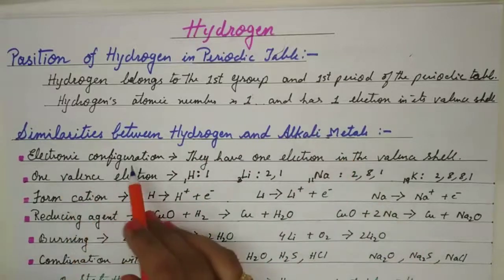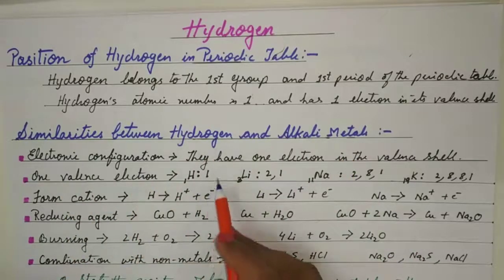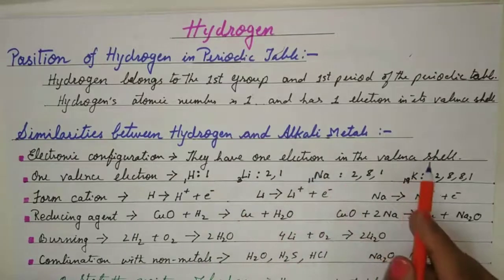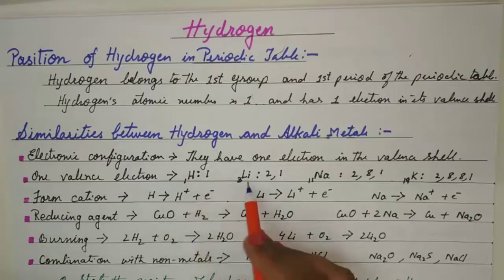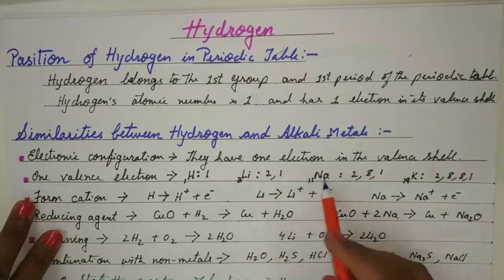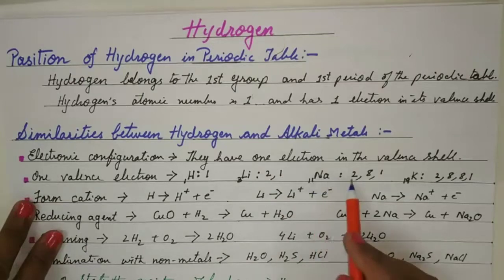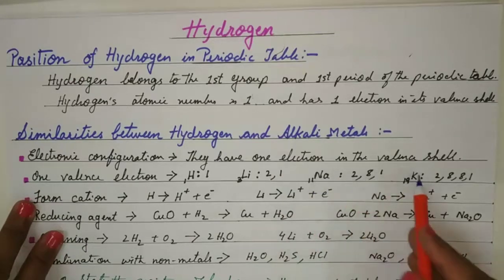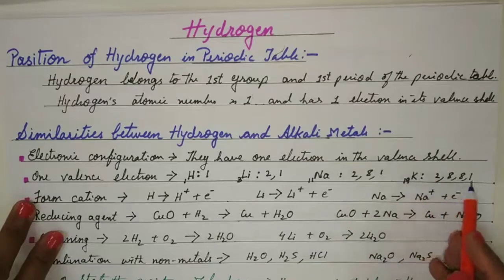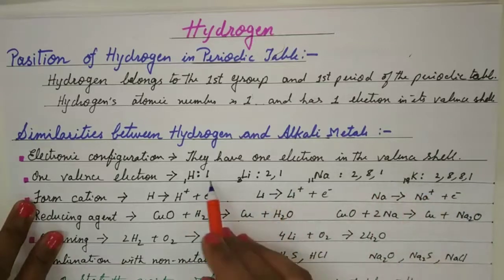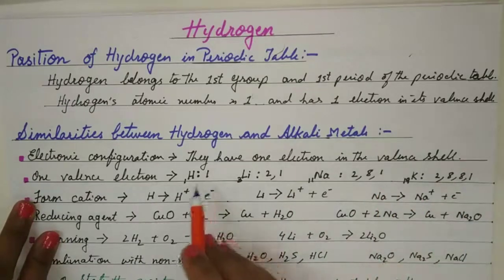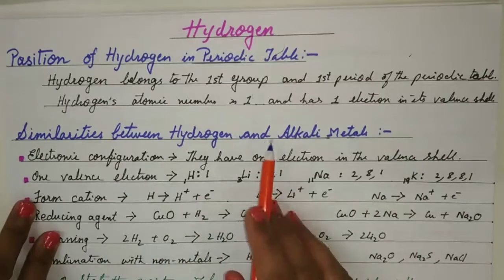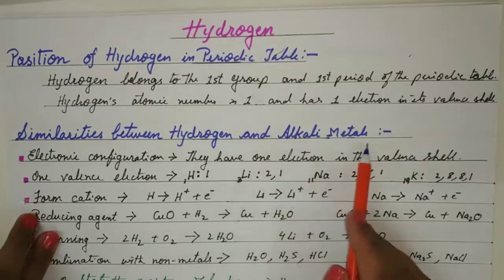So first is the electronic configuration, which we discussed just now, that there is 1 electron in the valence shell. 1 valence electron for hydrogen, lithium's atomic number 3, so electronic configuration 2, 1, sodium's atomic number 11, electronic configuration 2, 8, 1, potassium 19, 2, 8, 8, 1, all these you know. So all these have 1 electron in the outermost orbit. Therefore its place is proved in the periodic table along with the alkali metals.